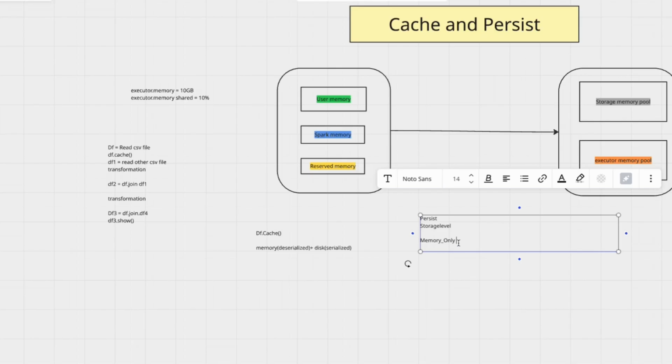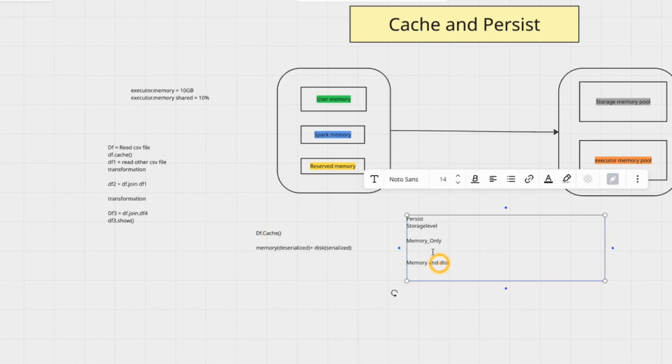In the memory, it will be in the deserialized way, so the performance will be good in this way. The other is memory and disk. In memory and disk, it is the same thing. It will be similar to what is done in the cache. So this storage level parameter of persist is the same as what we do in a cache.